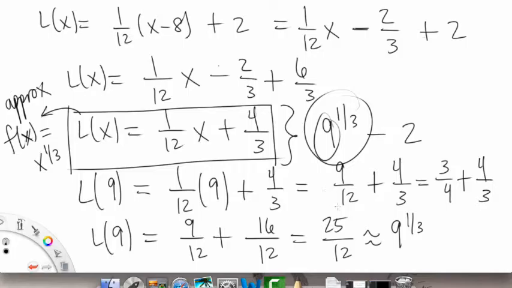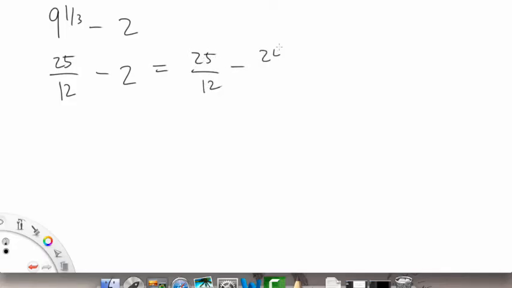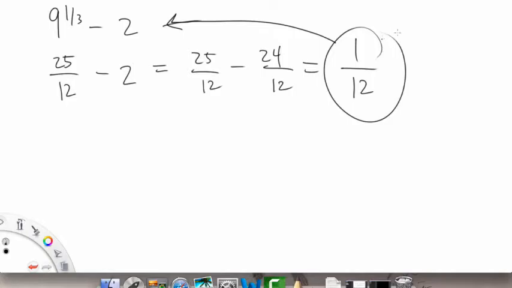Okay, so what we can do now is just plug this 25 over 12 in for this spot. And we'll continue this on the next slide. So we're going to have 9 to the 1/3 power minus 2 is about equal to 25 over 12, and that comes from our linear approximation. And then we're going to subtract 2 away. Okay, so that's going to be 25 over 12 minus 24 over 12. So we're going to get an answer of 1 over 12 as the approximated difference between the cube root of 9 and 2. Okay, so this is our estimate of the difference.